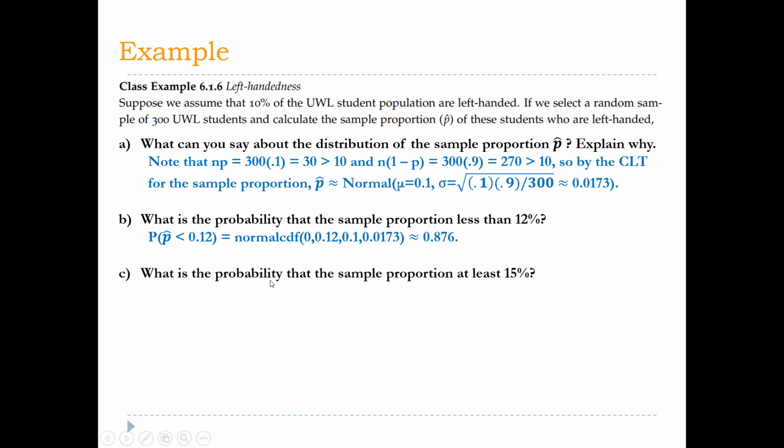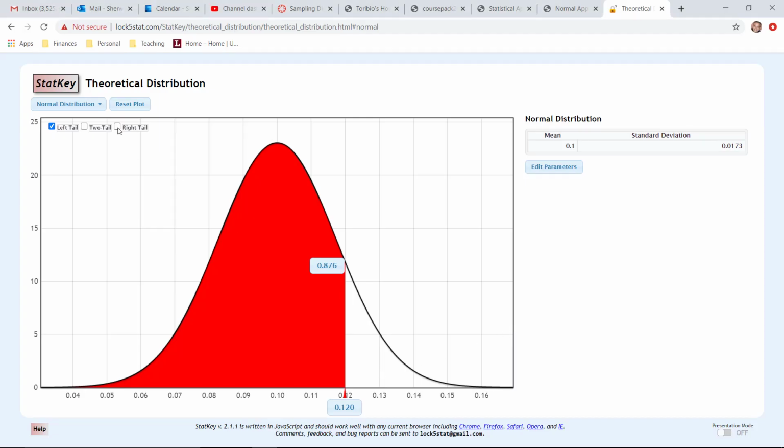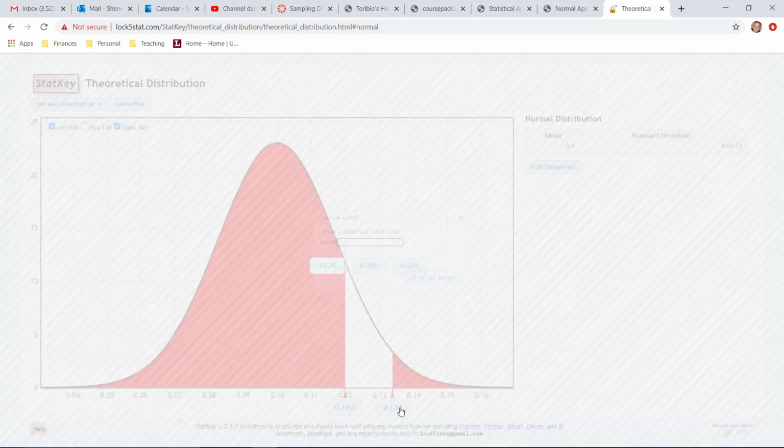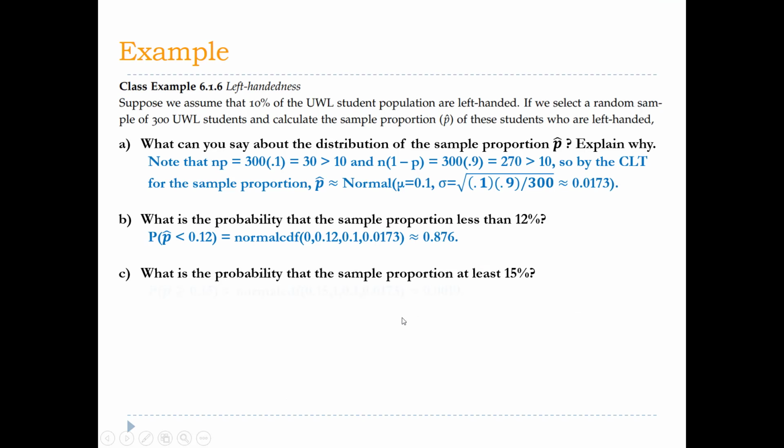What about letter C? What is the probability that the sample proportion will be at least 15%? So all we have to do is go here and click right tail. I want this to be 0.15, or 15%, and there it is. The area to the right is 0.0019, and so that's how I got this 0.0019. The probability that p hat is greater than or equal to 0.15. And again, you can use the calculator if you like.